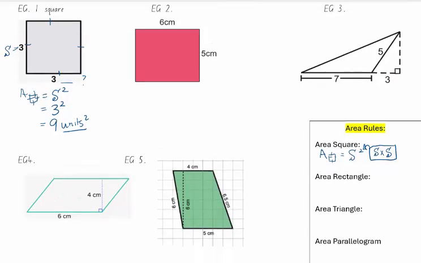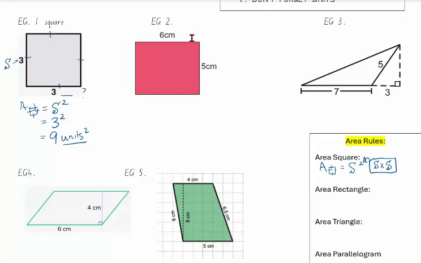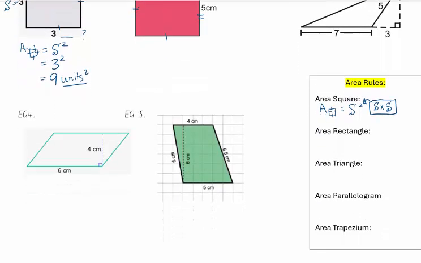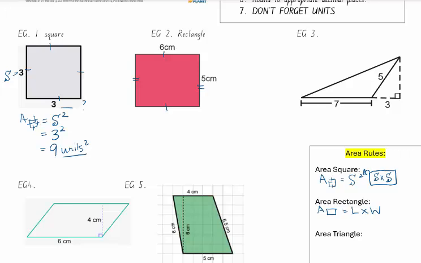Okay, the next shape, 6 by 5. Hopefully you know that that is a rectangle. Now focusing on my rules again. The area of a rectangle is length by, now I'm Victorian, so I write width. In New South Wales they often write breadth, but I write width. And it doesn't matter which way, it's fine.